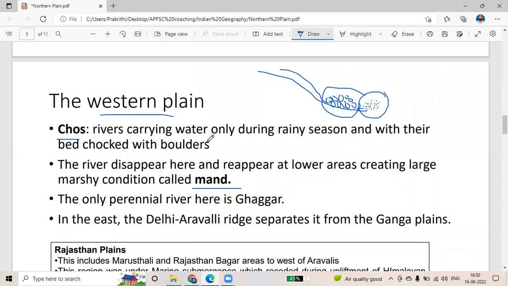The only perennial river in this area is Ghaggar. Ghaggar is a river, and that is the only perennial river. In the rest, there will not be that much water. They are considered non-perennial rivers, which carry water during the rainy season.